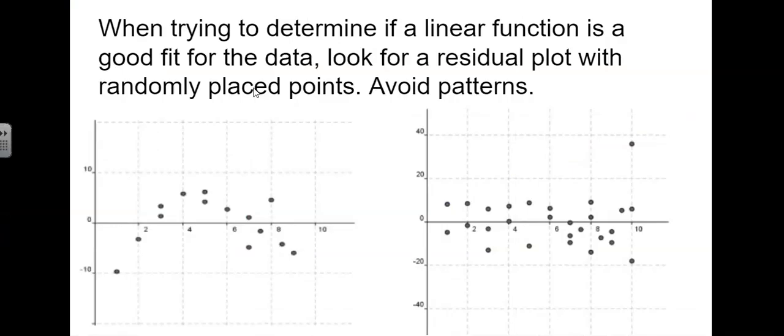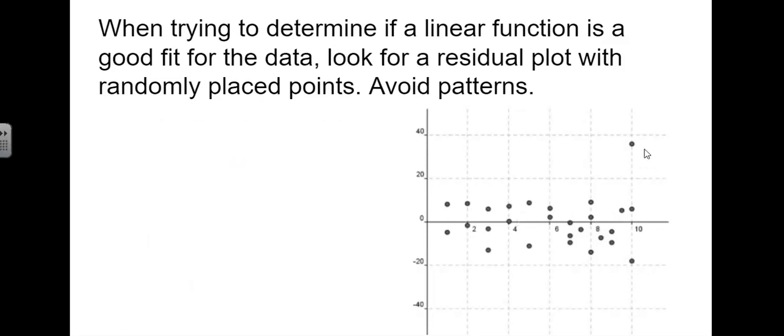When trying to determine if a linear function is a good fit for the data, look for a residual plot with randomly placed points. You want to avoid patterns. If we're looking at these two examples, this one clearly has a pattern where the data increases and then goes back and decreases. That means that the linear regression line is not an appropriate model for that data. This one, however, even though it does have an outlier, the data values are pretty randomly placed about the x-axis. Because of that, this is telling us that the linear model was a good fit for the data.